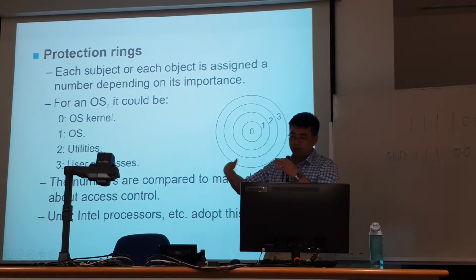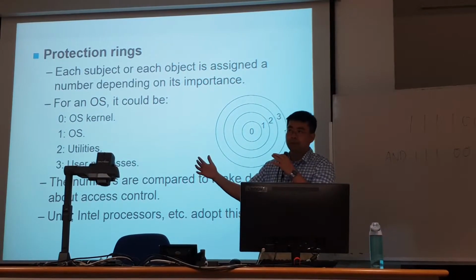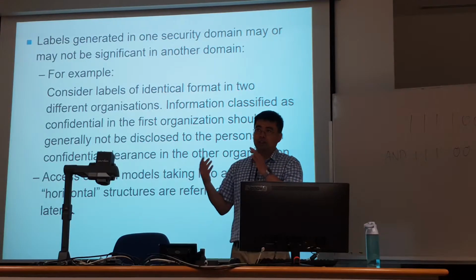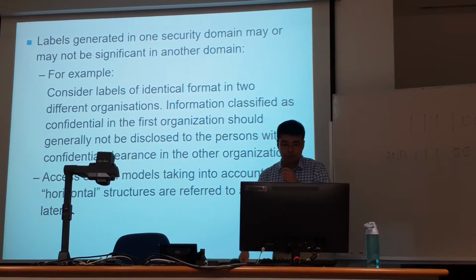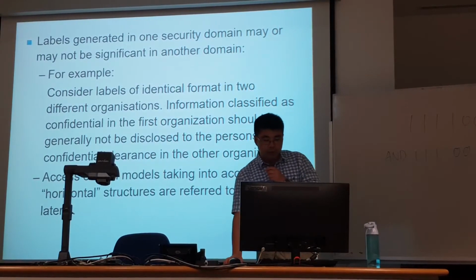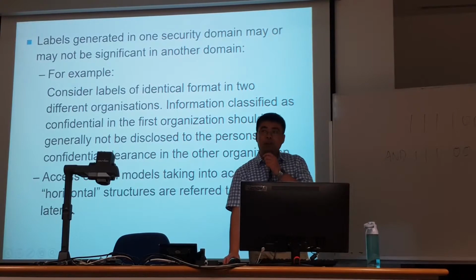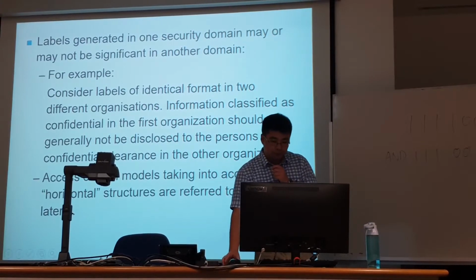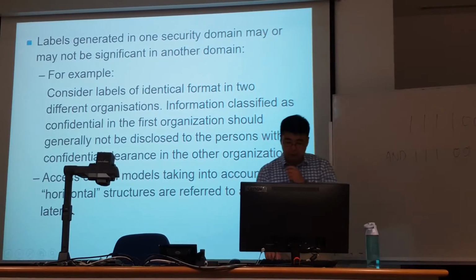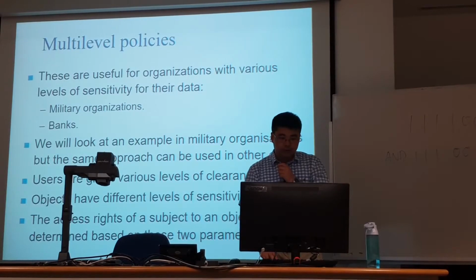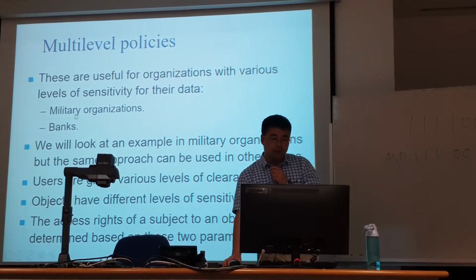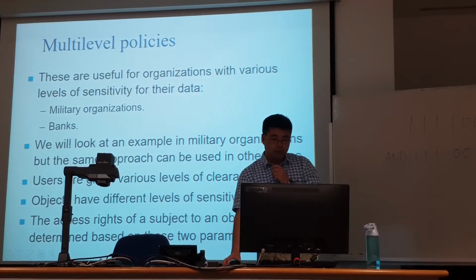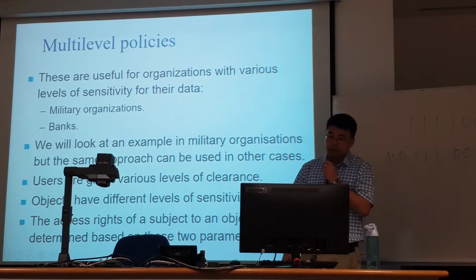So each time you move to an inner ring, you can satisfy all the requirements of different departments. So we start with the single one, and then we look at the multiple domains later. The multiple domain one is called the so-called multilateral access control. For the multi-level policies, they are widely used in military organizations or banks. So we will look at some examples.